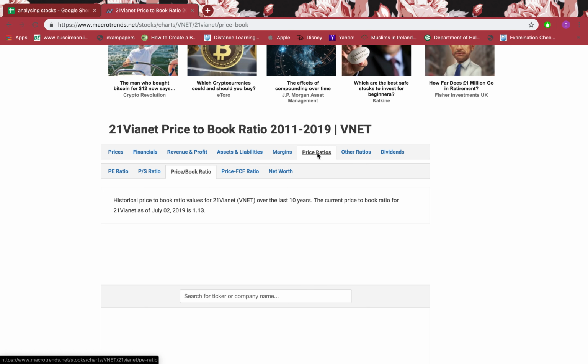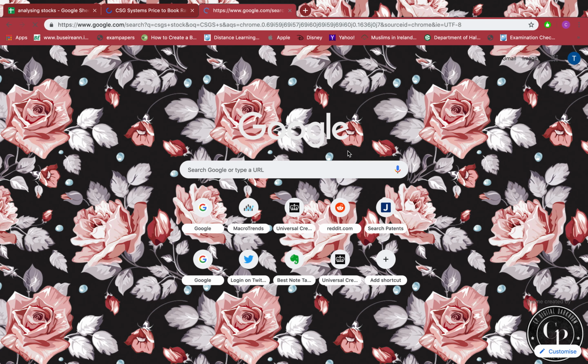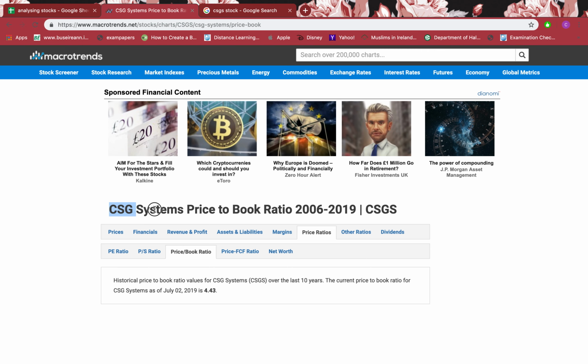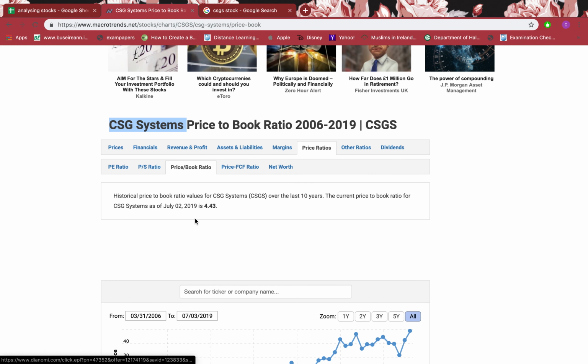If you click on price ratios and then price book ratio, paste in the symbol and click on it, make sure that the symbol has the right name, CSG Systems International. So that's the one, because there are many firms with the same symbols, so you need to be careful.